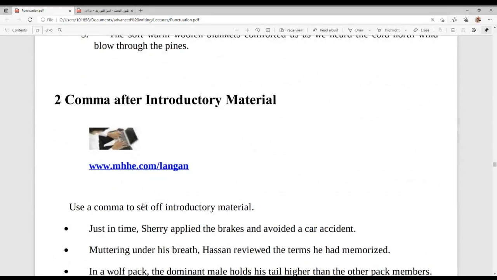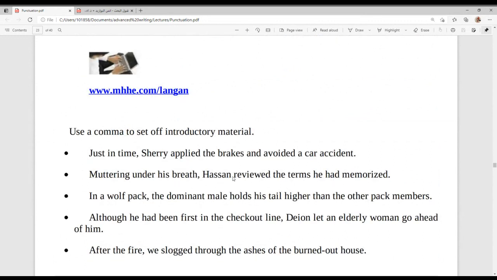Now, comma after introductory material. We use a comma to set off introductory material, such as just in time. Look here. This is what we mean by introductory material, just in time. Sherry applied the brakes and avoided a car accident here. Look, just in time.